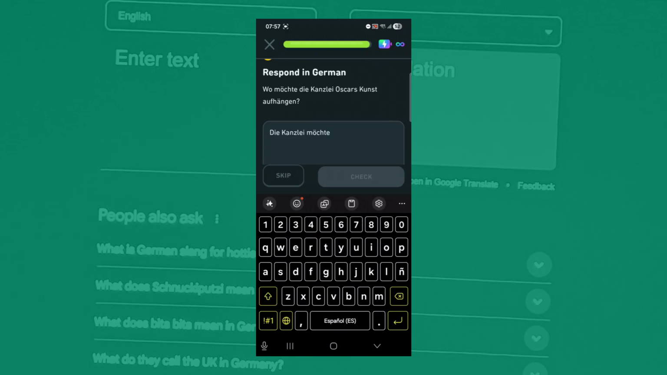Wo möchte die Kanzlei Oskars Kunst aufhängen? Where do they want to hang his art? So I've now taken to writing down these sentences because it's kind of difficult to do it without that, because you have to keep going up and down to get the right vocabulary.